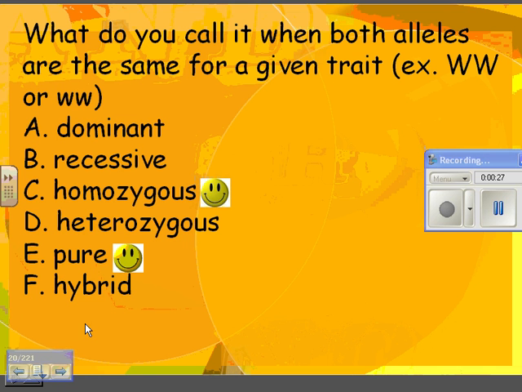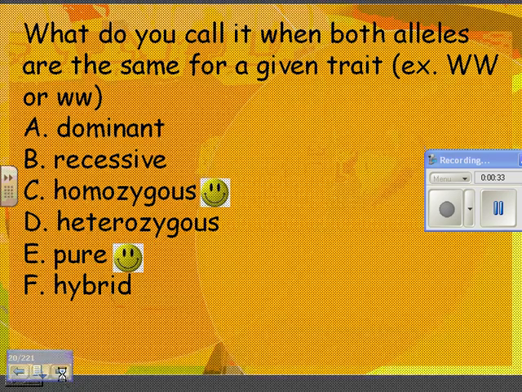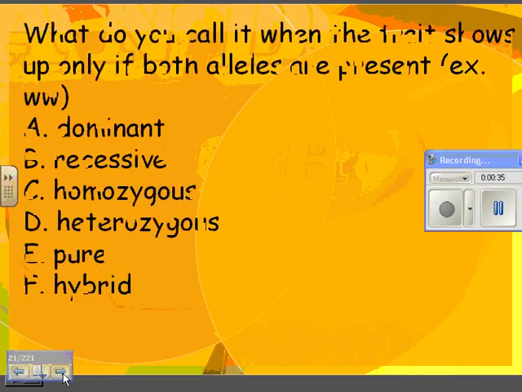Oh, and it's also called pure. So Mendel would use the word pure a lot of times, especially when we talk about plants. Again, pure is not better than hybrid, just the same letters or the same alleles.